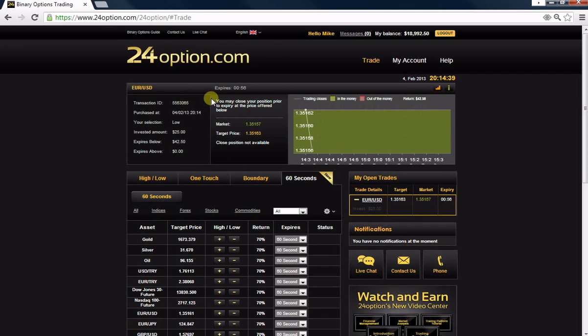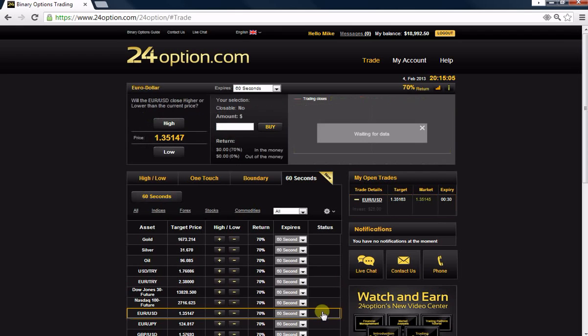Okay, and we purchased a put, and we're going to watch to see what happens here. Now what's different about the 24options platform from other platforms is that you have to click in order to prepare your next trade. This is the current trade, and it looks like we're winning this trade, but we want to get the next trade ready, Euro US dollar.